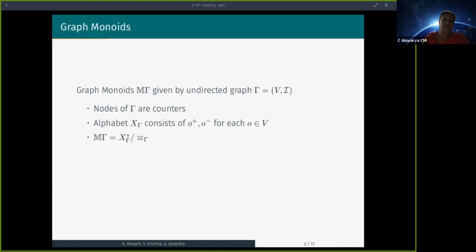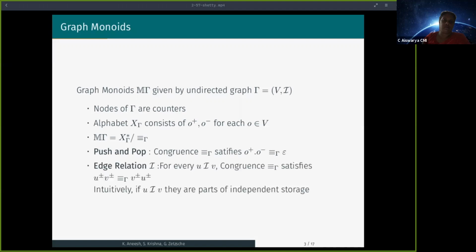The congruence relation is defined by these rules. The first rule is the push and pop operation. Every push followed by a pop can be reduced to an empty word. Second is the independence relation. If two nodes in the graph have an edge, then any operation of one node can commute with any operation of the other node. In case of a self-loop, it means that a pop followed by a push can be commuted and then, by using the first rule, be cancelled out. Intuitively, they are parts of independent storage.